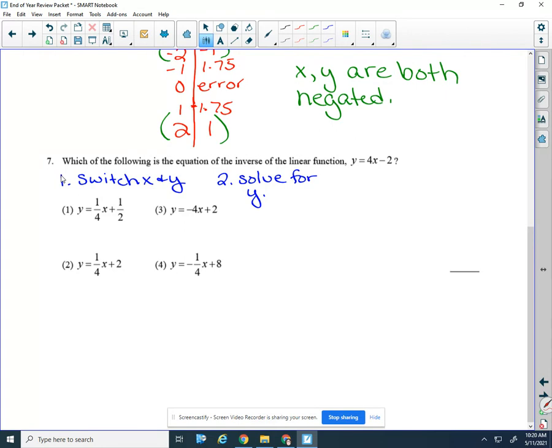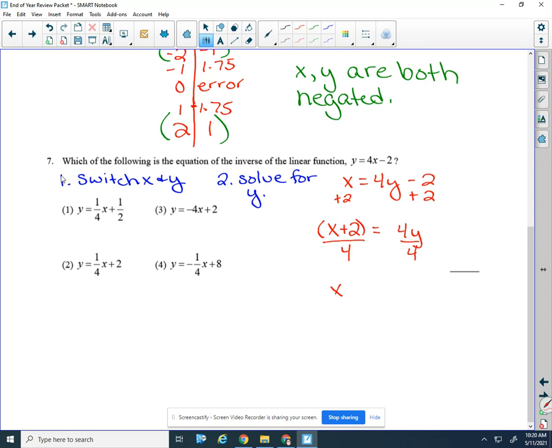So here I go, y equals 4x minus 2. You switch the x and y, and now we have to solve for y. This is just a linear function, so it's not too terrible. I'm going to add 2 to both sides. So I have x plus 2 equals 4y. Now we divide by 4. We have to divide all of this by 4.